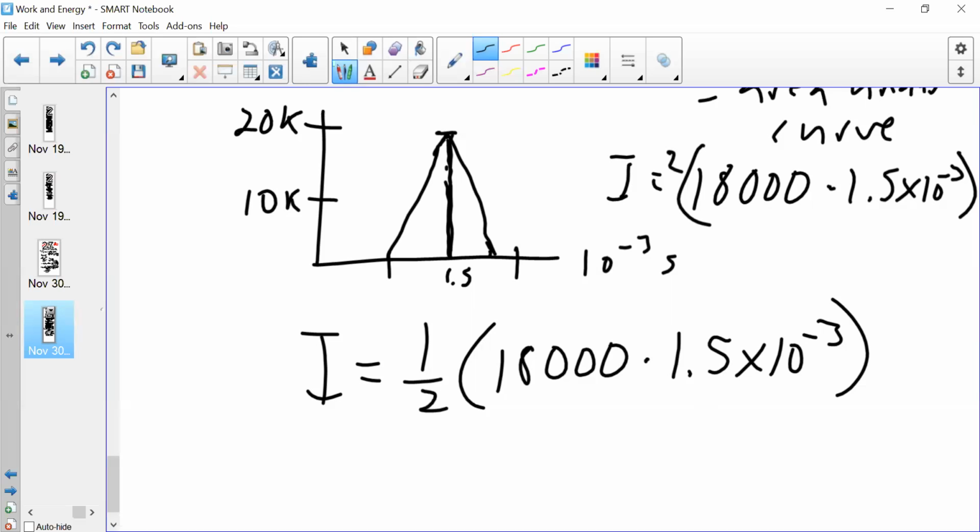And not to misspeak on that, impulse is average force times time. So when we do this, we have actually calculated with respect to the average force, which is what we're going to find next. But this whole operation is the impulse. So that will give us the result, 13.5. So 1/2 base times height.